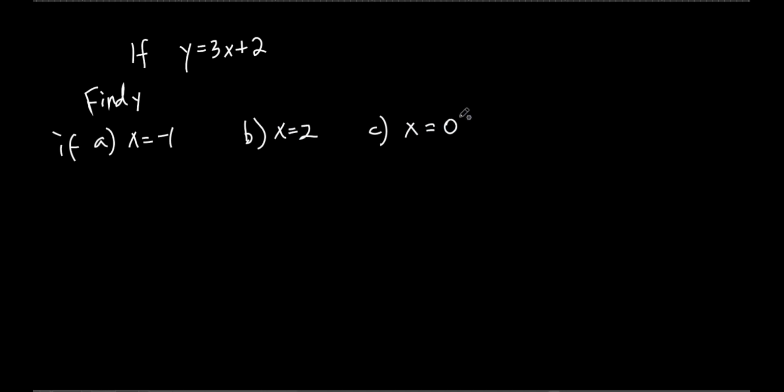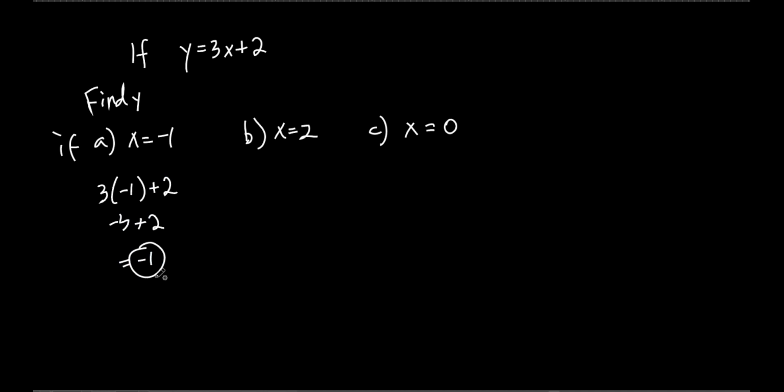All right? Remember we did this? We just plug stuff in, plug numbers in, and see what y is equal to. So if I stick a negative 1 in for x, what do I get? I get 3 times -1 plus 2. What's that? That's -3 plus 2. What's that? That's -1. So when x is -1, y is -1.